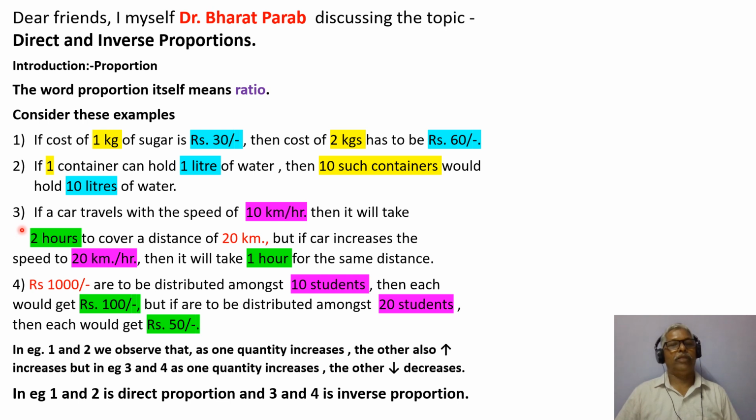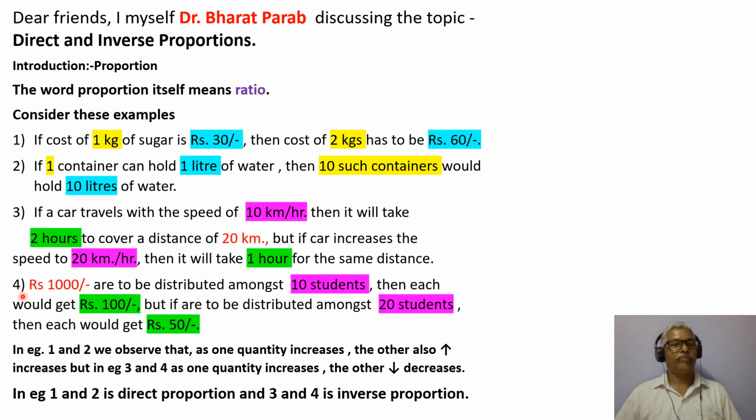Third one, listen to this very carefully. If a car travels with a speed of 10 kilometers per hour, then it will take 2 hours to cover a distance of 20 kilometers. 10 in first hour, 10 kilometers in second hour. But if the car increases the speed to 20 kilometers per hour, then it will take 1 hour for the same distance. Okay, just go through it. We will discuss something on this after this.